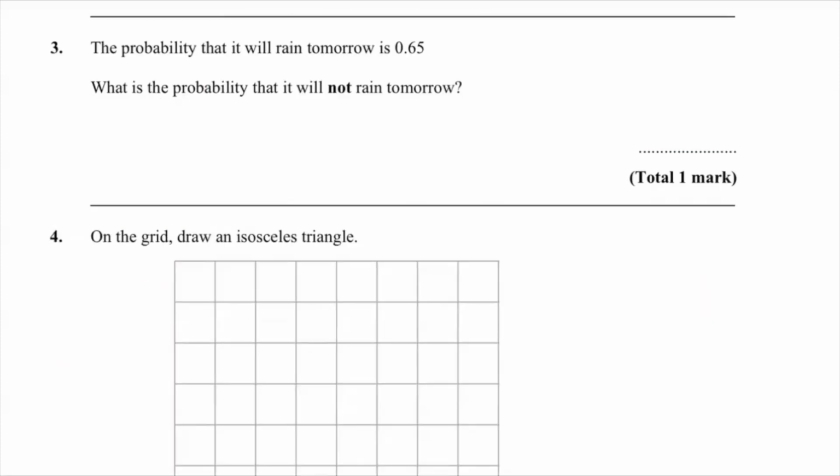So we're being told the probability that it will rain is 0.65, and what is the probability that it won't rain? Well, those two events add to 1. So 1 take away the will rain event gives us the not rain event.